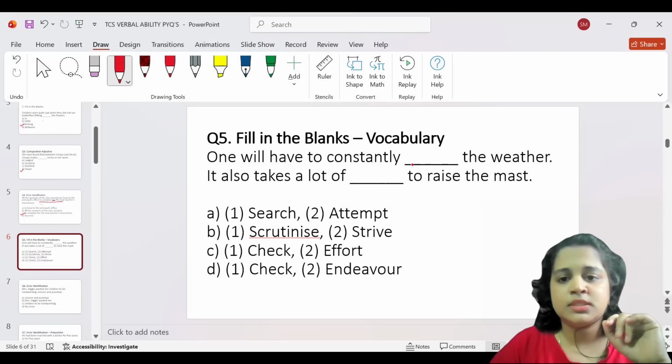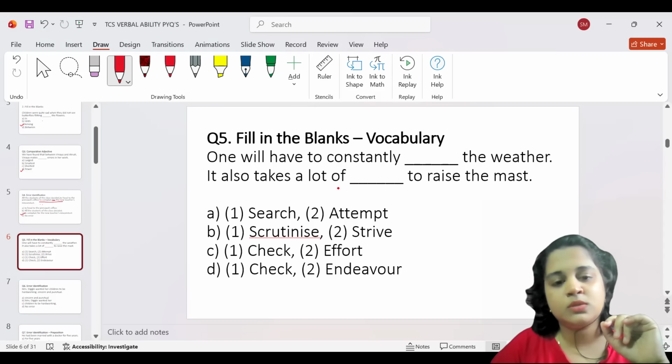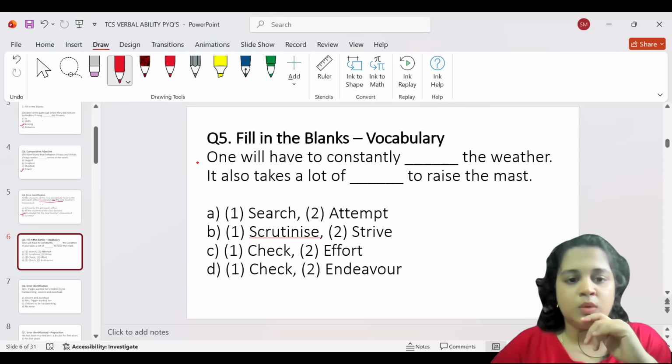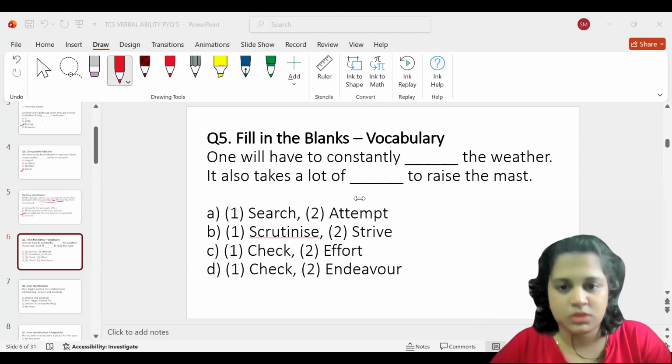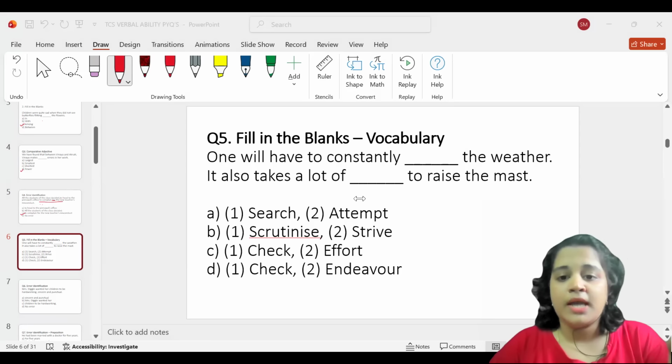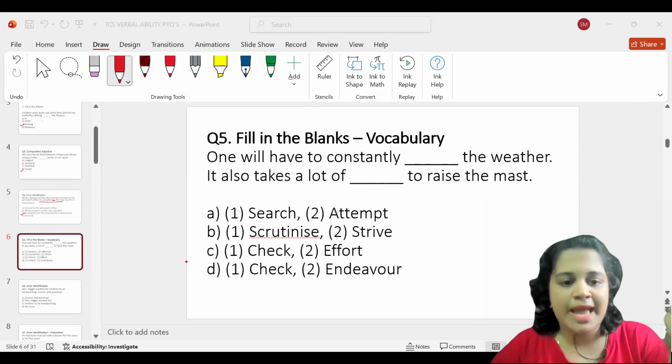One will have to constantly blank the weather. It also takes a lot of blank to raise the mast. All right, so what could be the most appropriate answer for this one? One will have to constantly check the weather. It's not search or scrutinize. We commonly check the weather, not scrutinize or search. And if it is check, there are two options, C and D here. And there are two words along with check. So let us look at it.